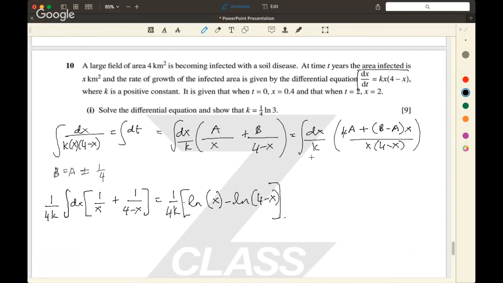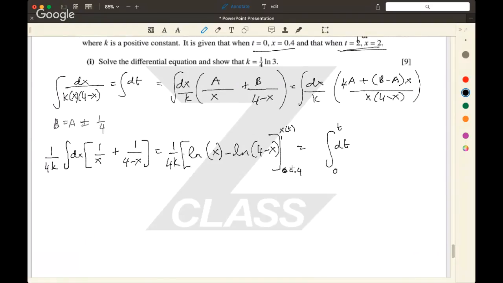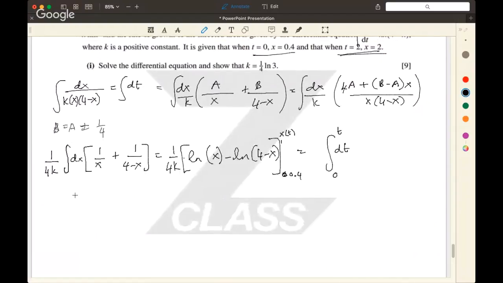So we have a couple of options here. We're given two boundary conditions. What I'm going to do is first use one of them as one of my limits. So this is equal to the integral of dt between t equals 0, where x is equal to 0.4, and some later time when x is equal to x of t. I could use the other boundary condition as the top limit, and then I would get k straight away. But I'm going to first get an expression for x and k, and then plug the other one in manually. This is just to make it simpler from my perspective.